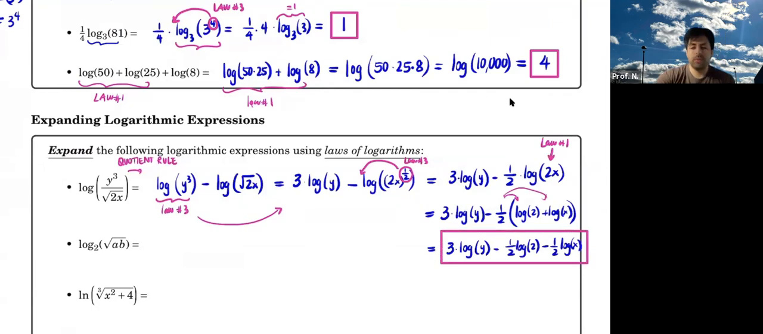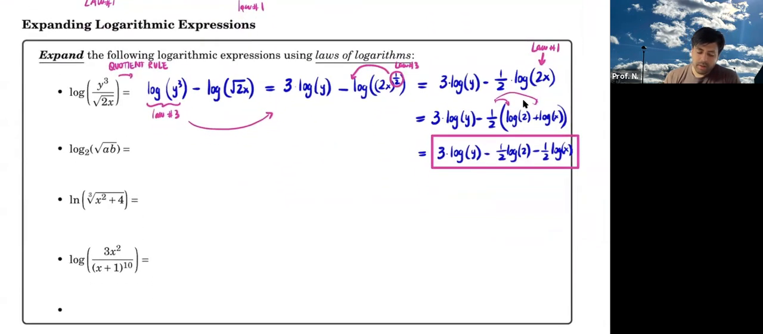So that's what we're going to be doing from now on. We're going to be expanding as much as we can. So in this example, we used all the laws. We used law number 3 two times. We used the quotient rule in the very first step, and then we had to apply the product rule. So we have to be observant and see if I can apply the laws more than once, when to apply them, and know when to stop.